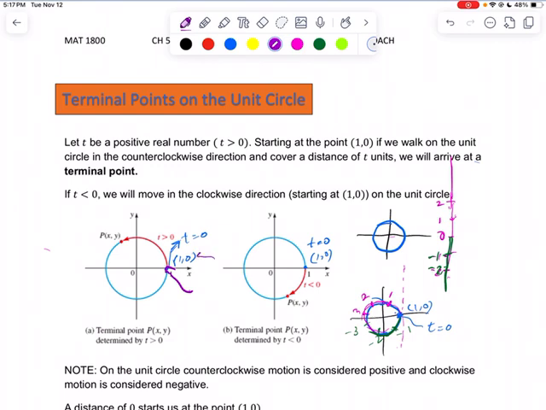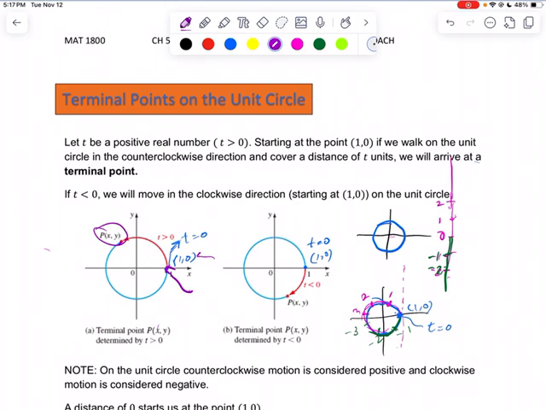If you move on the circle in the counterclockwise direction, you can keep moving forever. But if you stop somewhere, you have traveled some distance starting from the point (1, 0). You arrived and stopped here at the point P, which has the coordinates (x, y). Then this is the terminal point for the value t, whatever the value is, but it will be a positive value.